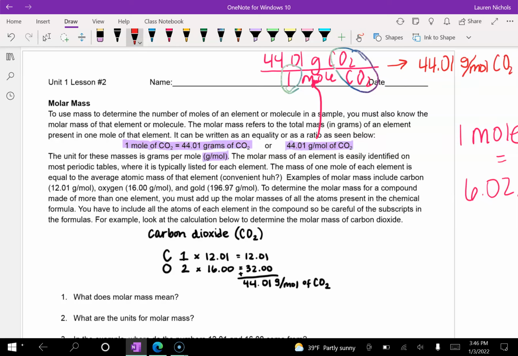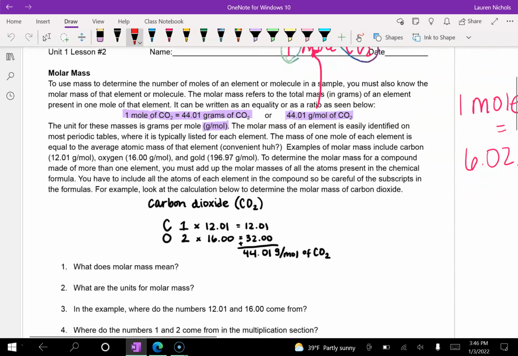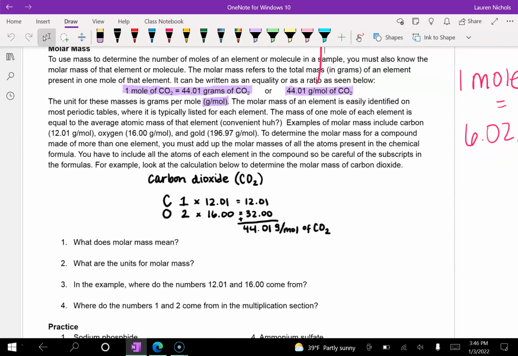And the molar mass is easily identified on most periodic tables where it's listed for each element. The mass of 1 mole of each element is equal to the average atomic mass. So this is a really important thing. So the mass of 1 mole is equal to its average atomic mass, which is so convenient. So for example, if you look on your periodic table, the molar mass of carbon is 12.01 grams per mole. That's its average atomic mass. Oxygen, 16.00 grams per mole, and gold is 196.97. So remember, that is on your periodic table, your average atomic mass is the number at the bottom.